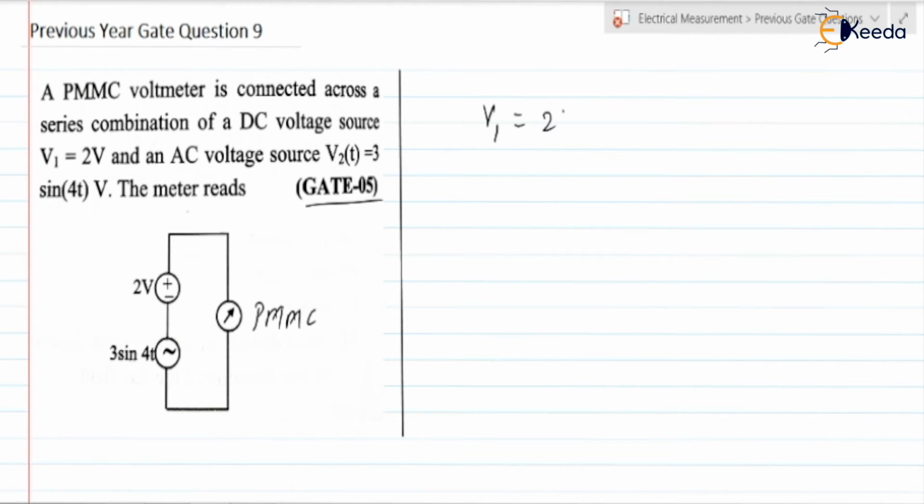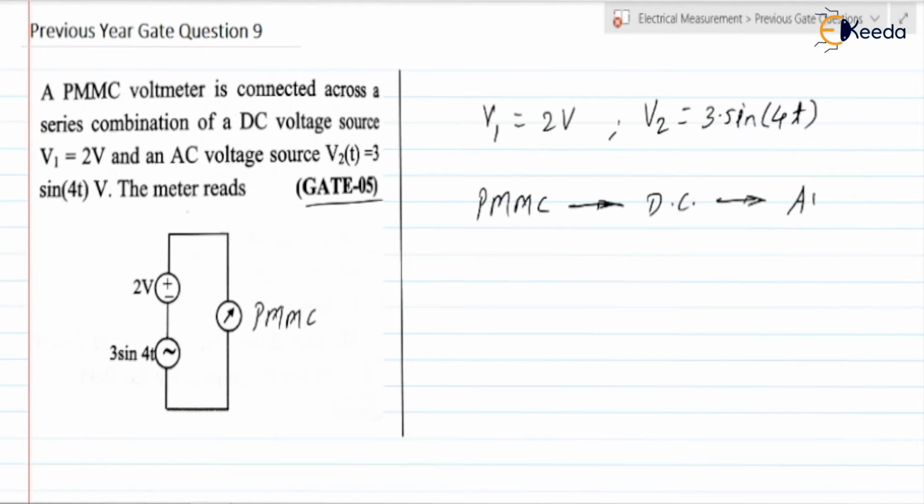So V1 is given, it is a 2 volt DC source, and V2 is equal to 3 sin 4t. Okay, so if you check, as we know, the PMMC meter works only for DC quantities, and it measures only average value. So the total potential difference across the meter is equal to addition of these two. But what is the average value of V2? It is a sinusoidal term. For any sinusoidal, whatever the positive cycle area, the same will be the negative cycle area. So the resultant average value will be 0.